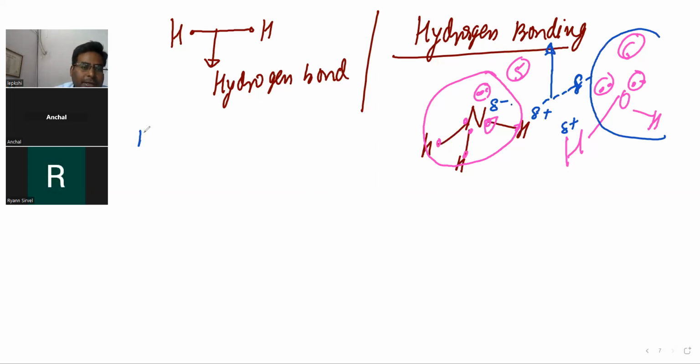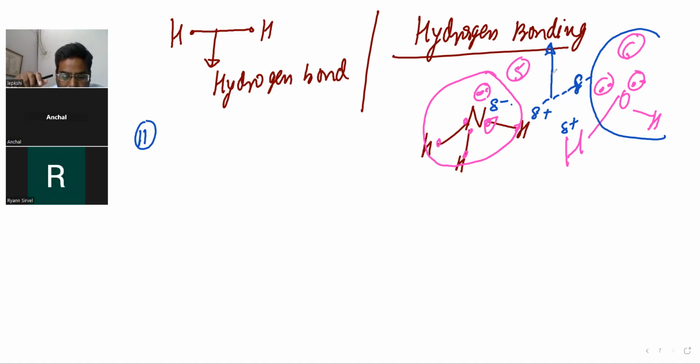Now see the next point. Only a very few elements can participate in hydrogen bond formation. There it is treated as a separate category. So only a limited number of molecules or compounds do hydrogen bonding, so they are kept in a different category.